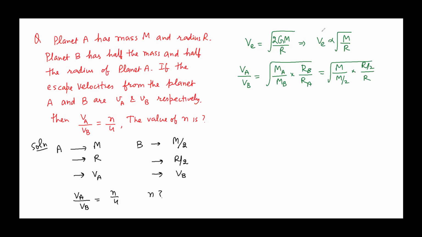Now in this expression, m is cancelled with m, r is cancelled with r, and half is cancelled with half. So you can say that this value VA to VB is coming out to be 1 by 1. Now we are given that VA by VB is n by 4 is 1 by 1, implies what is n equal to 4. Value of n is 4.